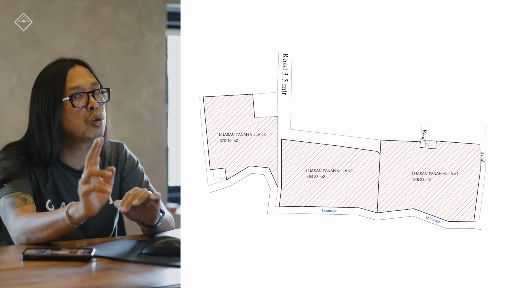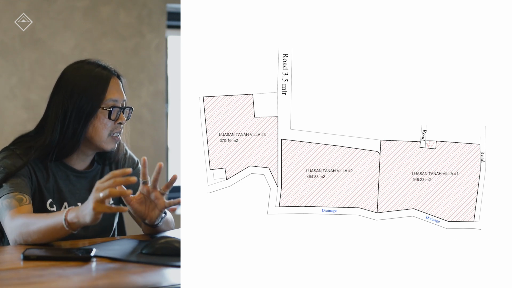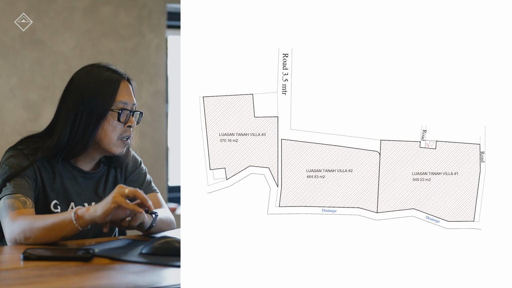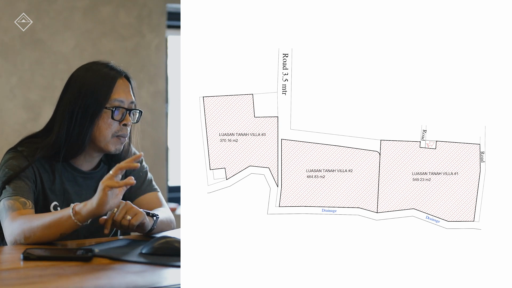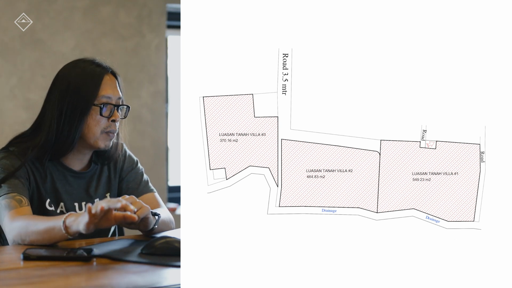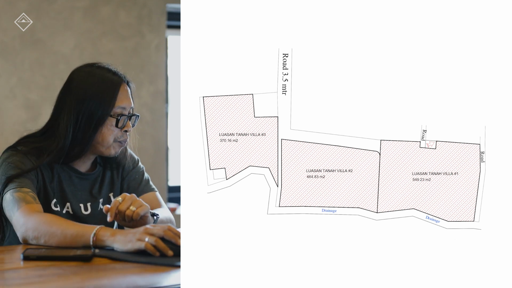We have designed 2 plots, the areas that are more than 300. So villa number 2 and villa number 1 are going to be the first design that's applied, and it's going to be typical.